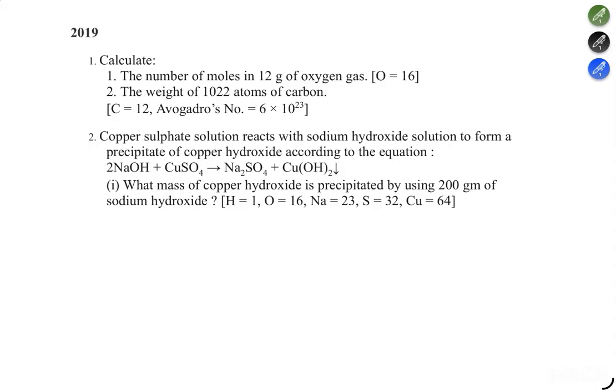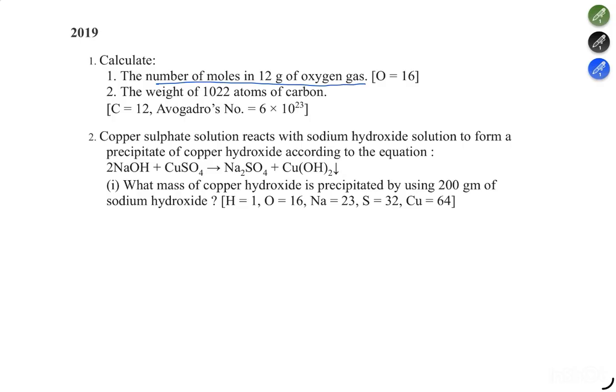This question appeared in 2019. Now look at this question. Question number 1: the number of moles in 12 gram of oxygen is. It's the similar type which I discussed just now. Number of moles in 12 gram of oxygen atom.